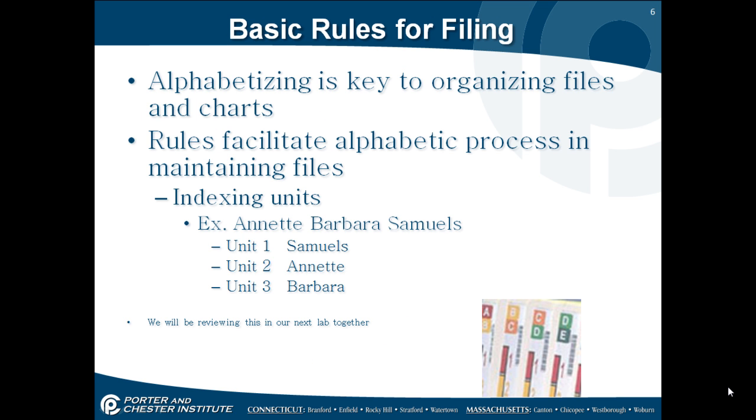Basic rules for filing. Alphabetizing is key to organizing files and charts. Rules facilitate alphabetic processing in maintaining files. Indexing units: Annette Barber Samuels. Unit 1 is Samuels, being the last name. Unit 2 is Annette. Unit 3 is Barber.